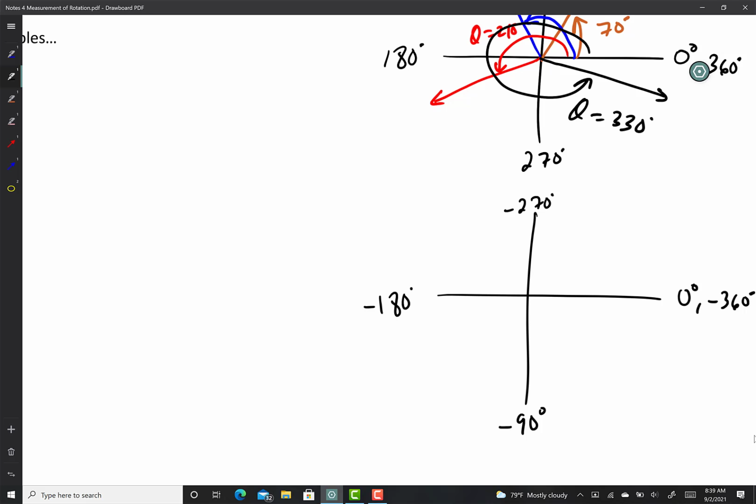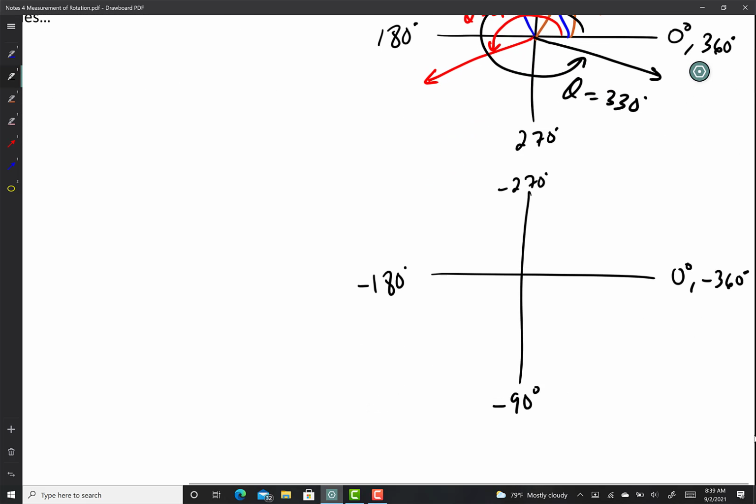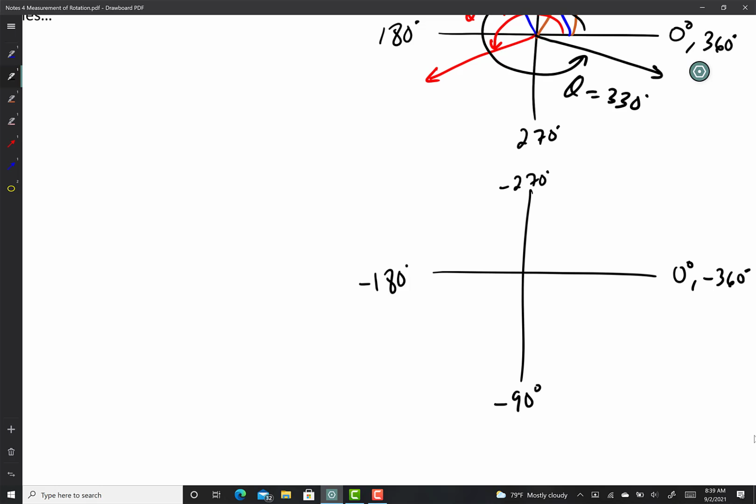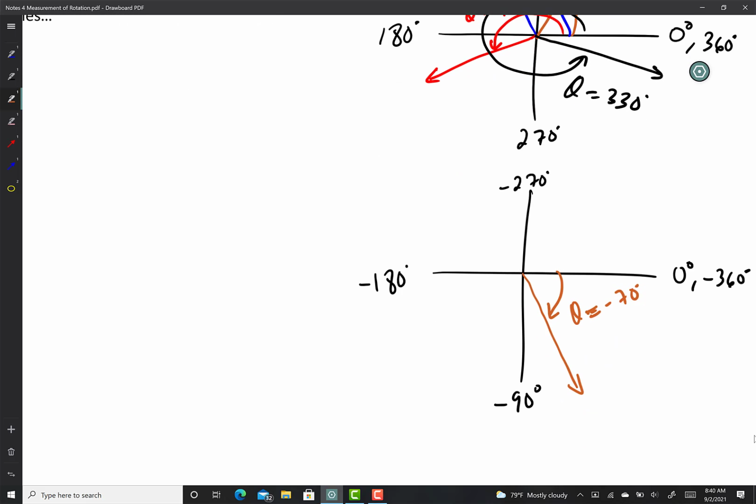So I'm going to do the same angles, just so you guys can see. What did I do? 70, 120, 210, and 330. All right, let's do negative 70 degrees. What quadrant am I going to be in? Yeah, quadrant 4. You're right. This is negative 70. Then I did 120, so negative 120 is going to be in quadrant 3. That in blue is a negative 120 degrees.